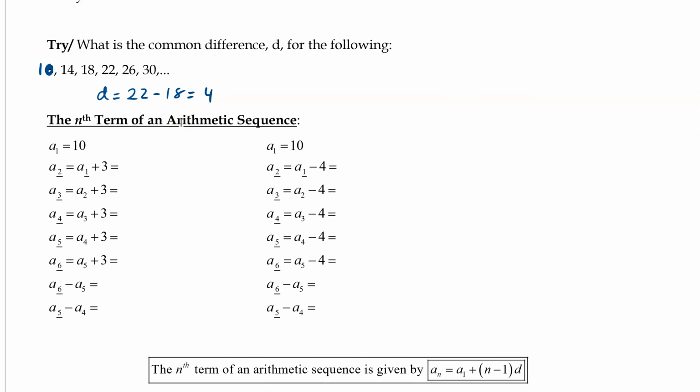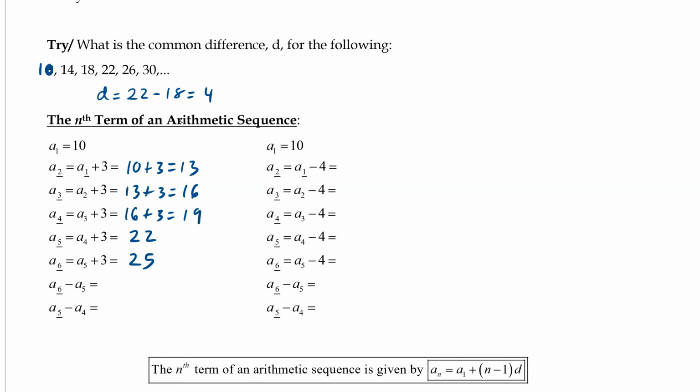So we could also add 3. So our a sub 1 is 10. If we add 3, we get 13. And then we take 13 and add 3, and you get 16. And so you're just adding 3 all the way through the whole thing. So 16 plus 3 is 19. Then 19 plus 3 is 22, and then 25, and you create your arithmetic sequence.